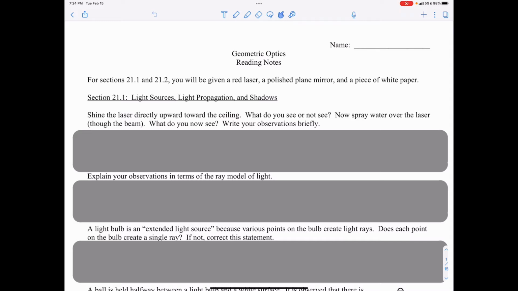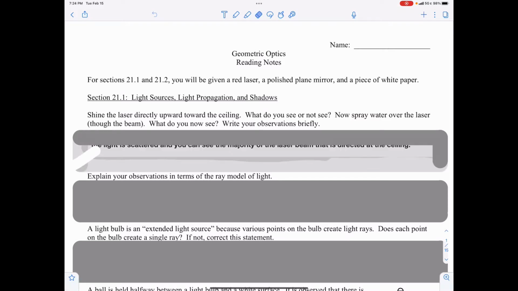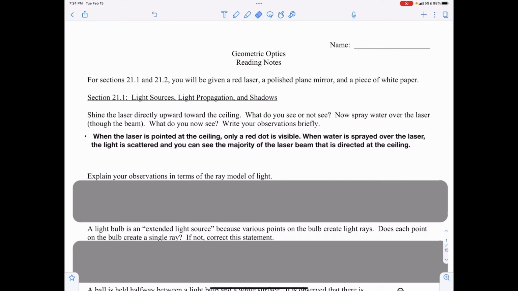which case a very similar situation was used where a laser beam was shown through chalk dust sprayed through the air. When the laser is pointed at the ceiling, only a red dot is visible. When water is sprayed over the laser, it is scattered so that you see a majority of the laser beam that is directed at the ceiling.